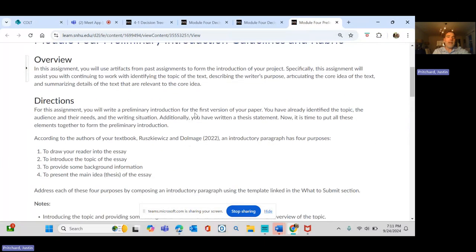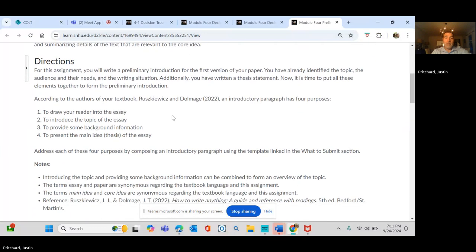Now we say it's a preliminary introduction because this isn't necessarily the one that's going to be in your project, but this is the first part of your project. So this gets you past the beginning. And the nice thing is, once you have your introduction, once you have a thesis statement, once you've thought about your audience, you are on a really good path to structure the rest of a paper. And we'll talk about that in the next couple of modules.